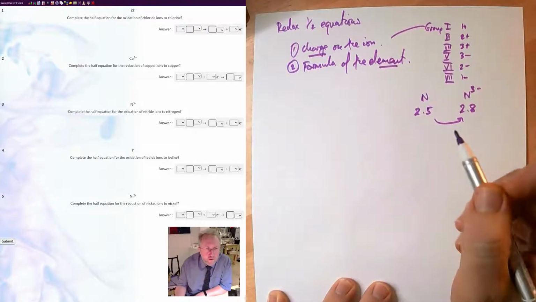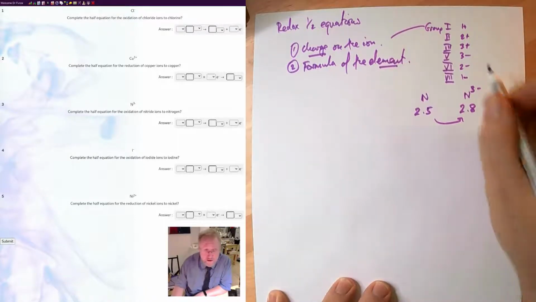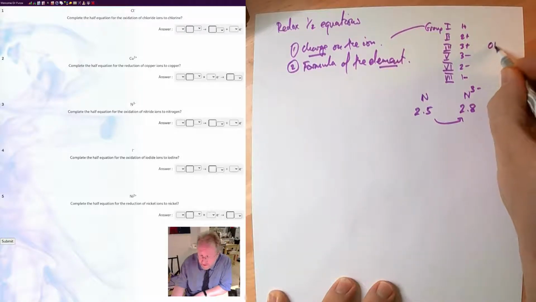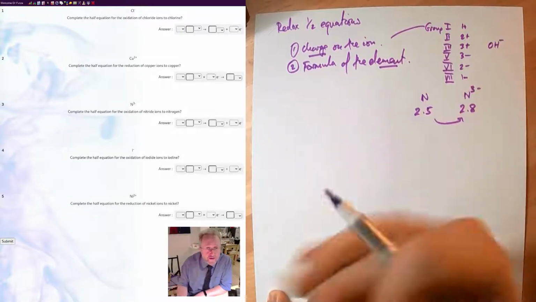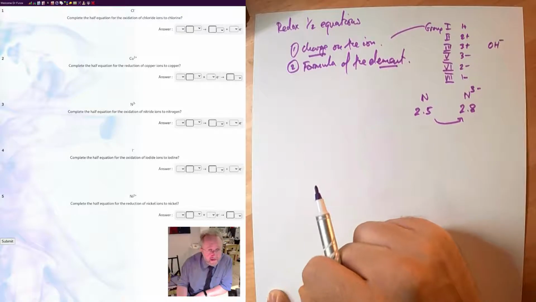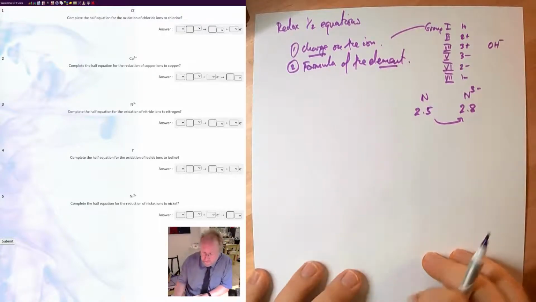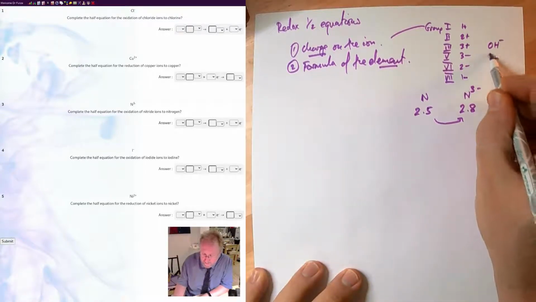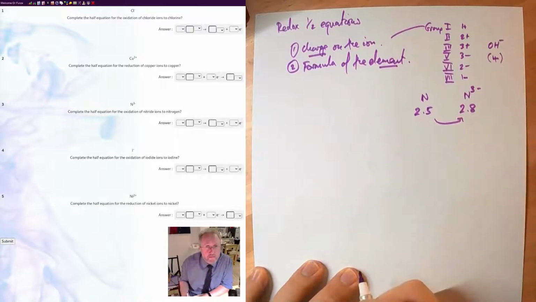There is sort of one notable exception for the hydroxide ion. You need to know that is OH minus, but the half equation for that is something that you need to learn. Okay, 4 is the important number to remember for that one. Anyway, for the formula of the element.